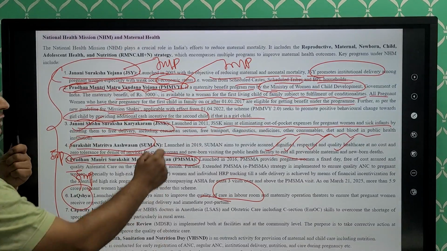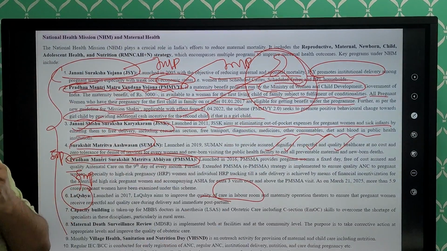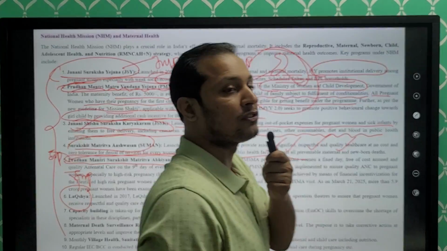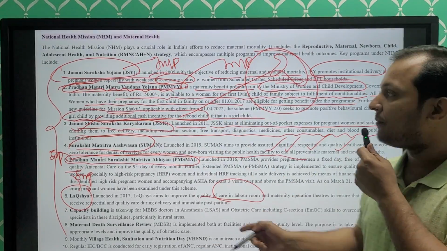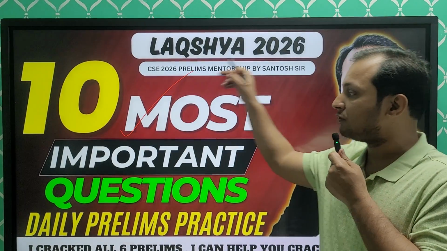Already 2 of the schemes from this page have already been asked in the last 3 years, and I'm very confident that in future also they will be asking questions from these schemes. So guys, like this, every day I'm giving you 10 most important questions in my prelims batch. I hope you are solving these 10 important questions. These questions I'm framing by linking the PYQs with the current affairs.